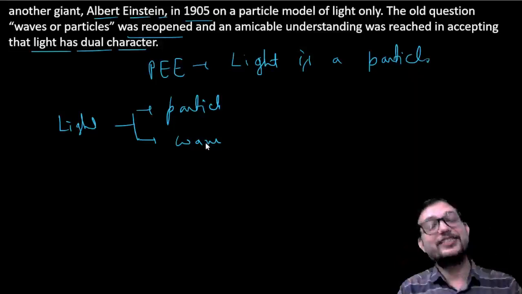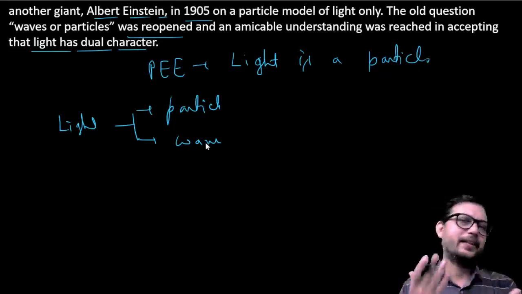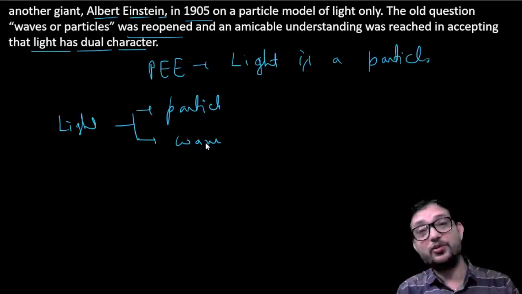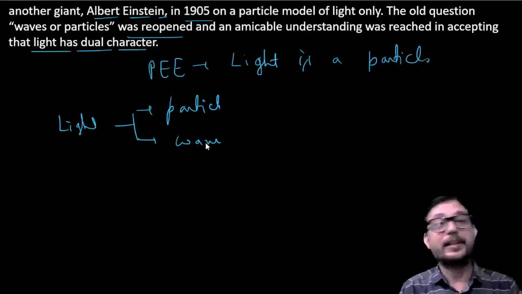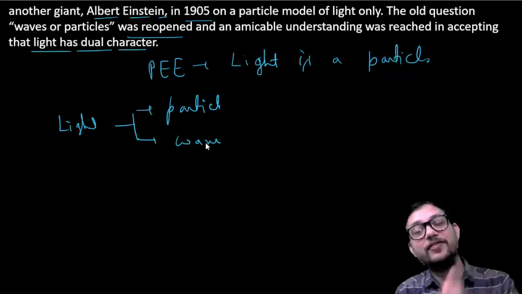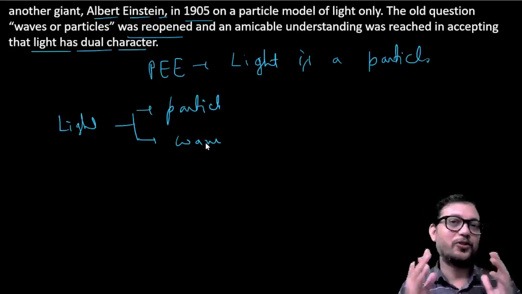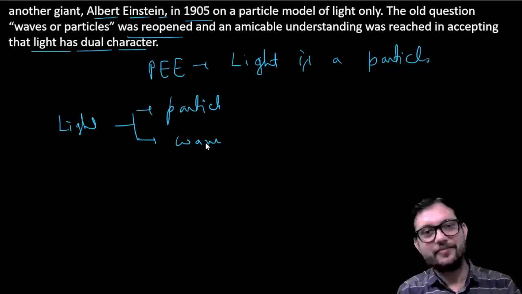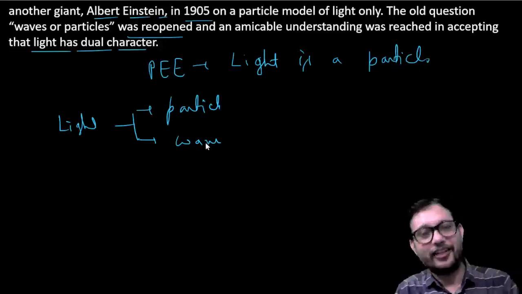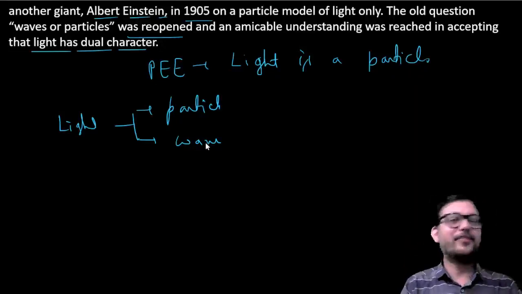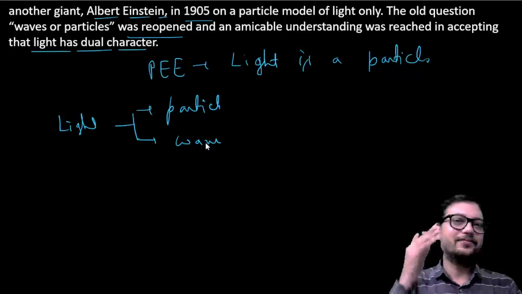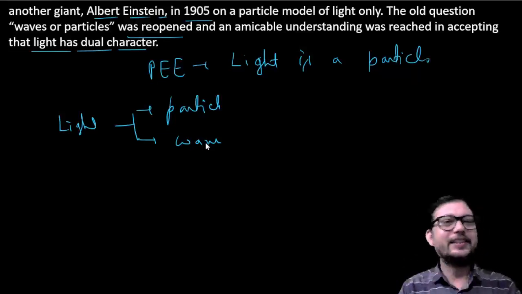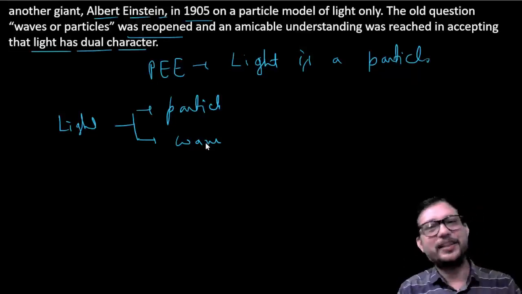This is the nature of light. No one can be 100% sure that light is a particle. No one can be 100% sure that light is a wave. So we finally accept that light has a dual nature. I hope you enjoyed the journey of light very well, and we will continue with each and every topic in front of you.